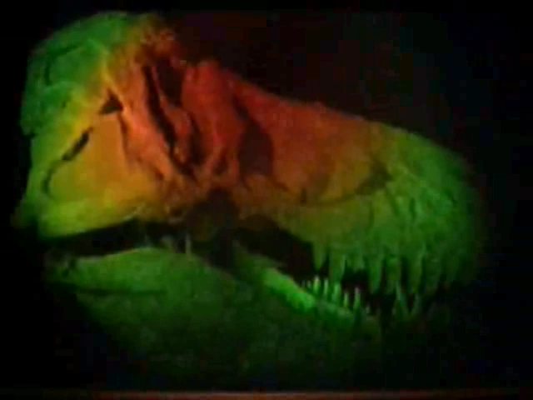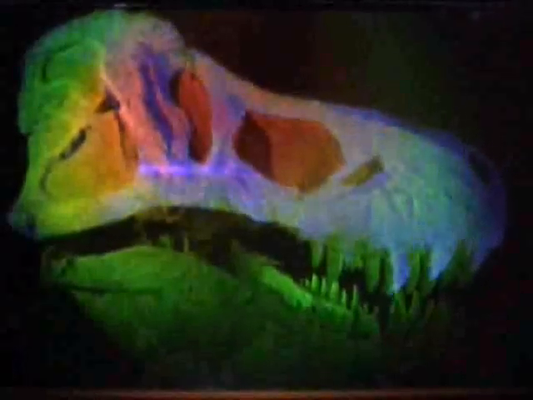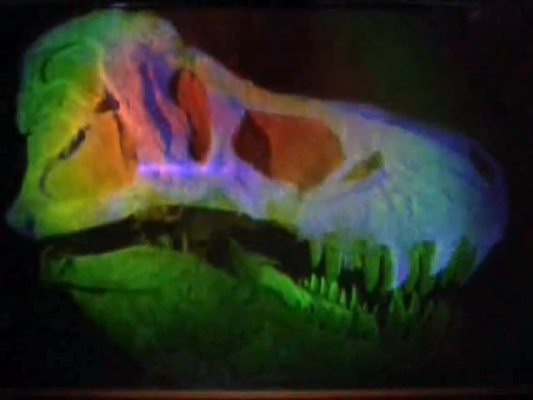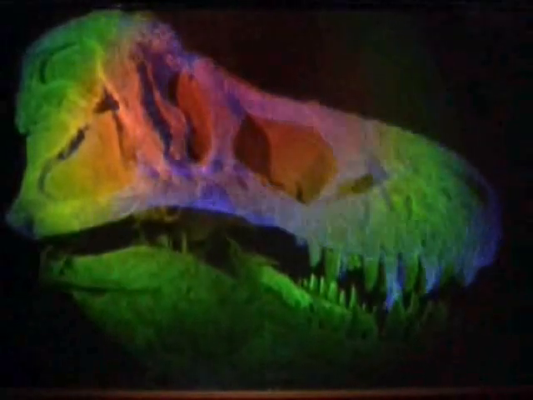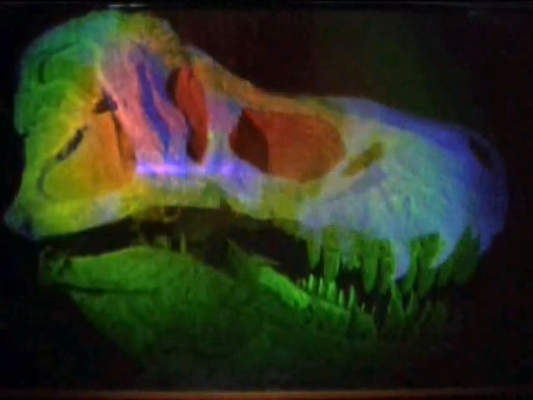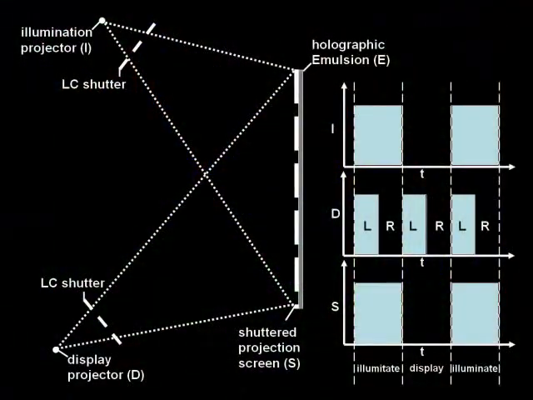This example shows the augmentation of a large rainbow hologram of a Tyrannosaurus rex skull with finite element simulation of cranial mechanics and feeding. This illustrates a configuration that applies a shuttered projection screen to integrate graphics into the large rainbow hologram presented before. It is mounted behind the holographic emulsion.